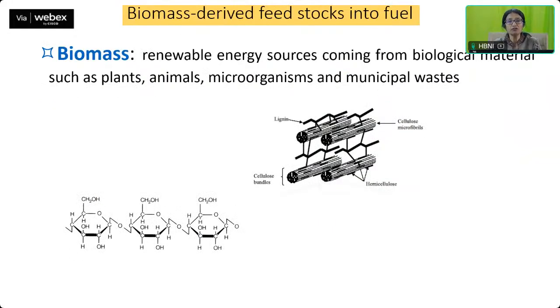Then coming to another very important form of renewable energy, biomass. This is basically renewable energy coming from biological materials such as plants, animals, microorganisms, and municipal waste. When we talk of biomass, you have these different kinds of cellulose bundles. You can see over here, these are the cellulose bundles. What are these made of? Please remember that biomass has three most important components: hemicellulose, cellulose microfibrils, and lignin. All these three together give you biomass.